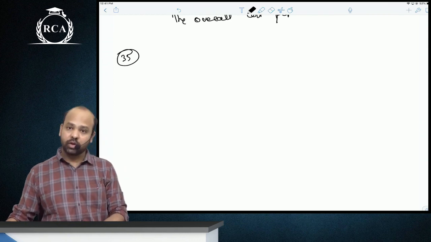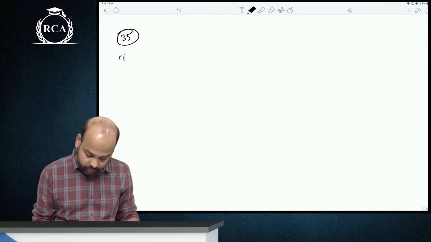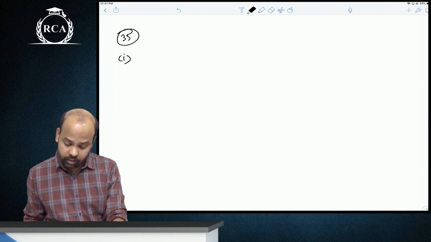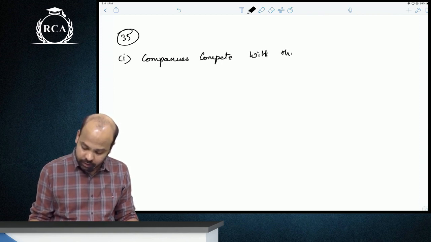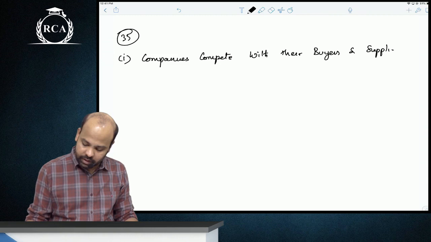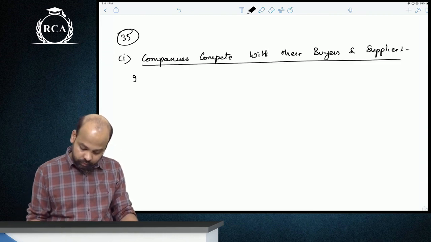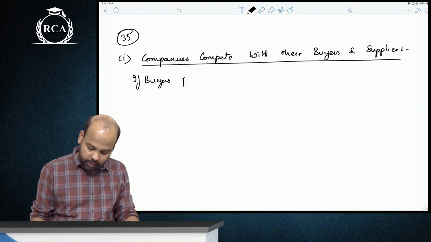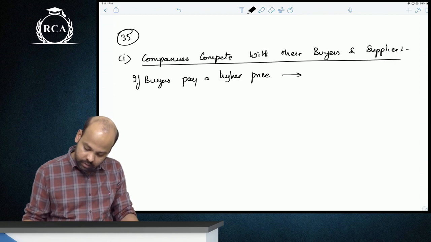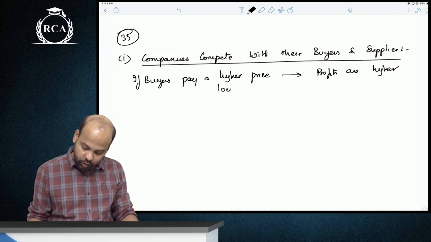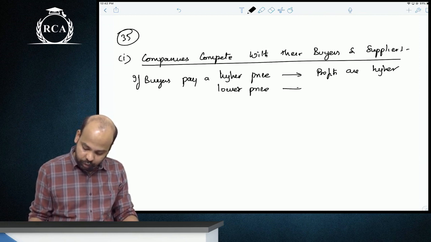Question number 35, we are going to write the summary here. First one: companies compete with their buyers and suppliers. Please understand, if buyers pay a higher price, profits are higher. If they pay a lower price, profits are lower.